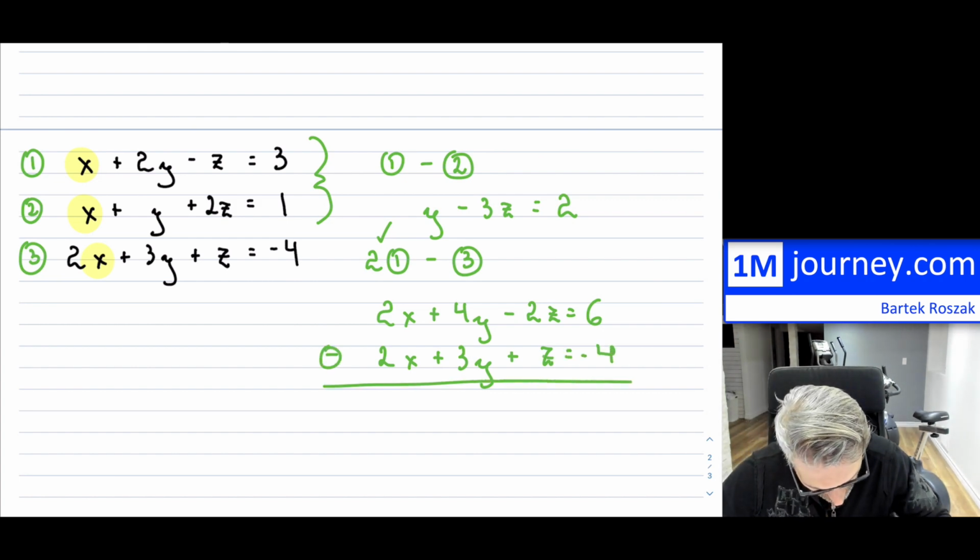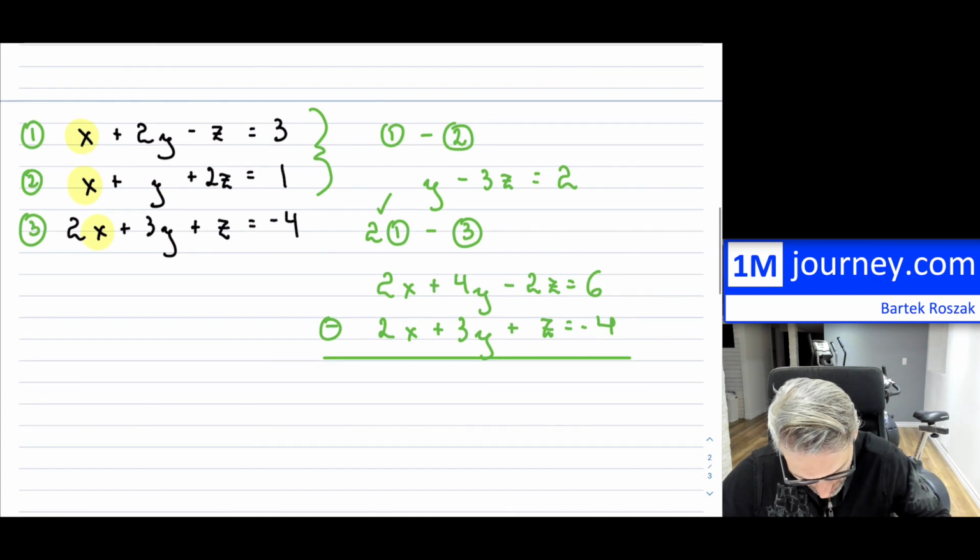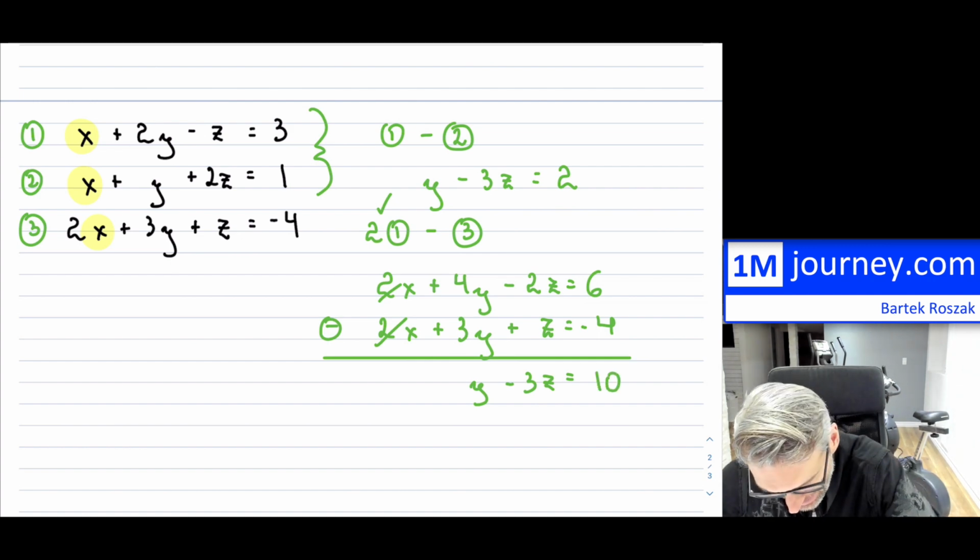So subtracting these two, I'm going to get another equation, but now again the x is gone. So now here, once again, I have y. So that's what I see there. Negative 2 minus is going to be minus 3z is equal to, and then 6 minus, and I guess that's negative and negative, so that's going to be 10. So this is what I get.